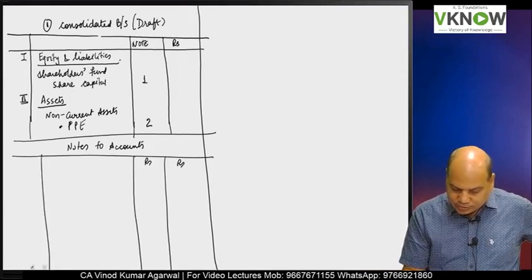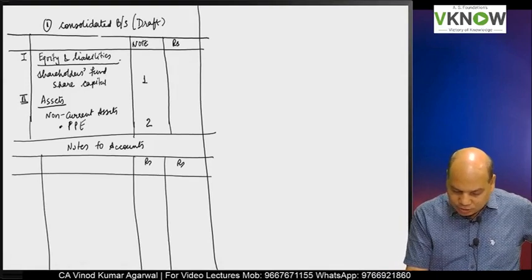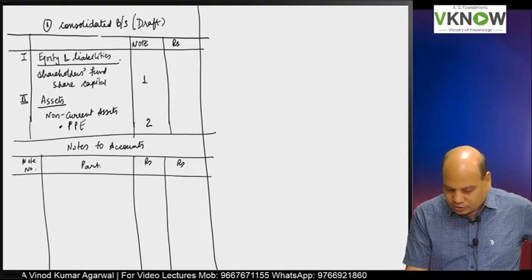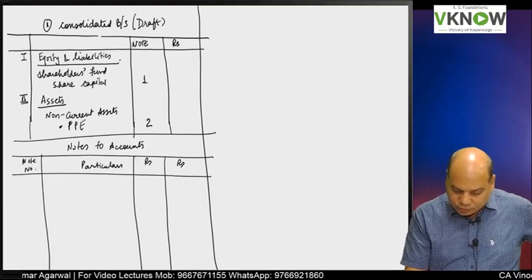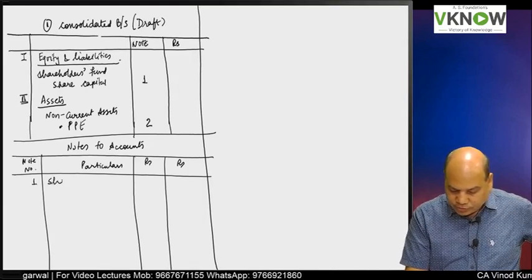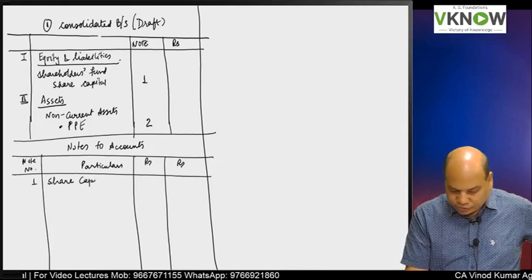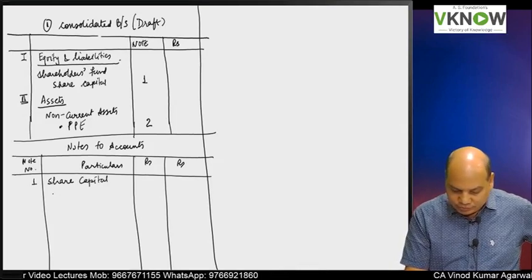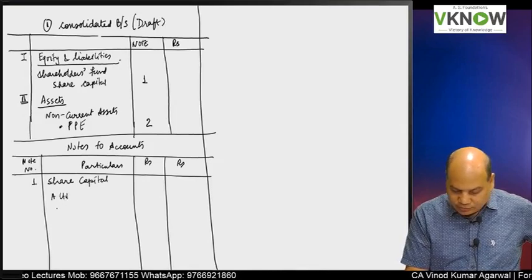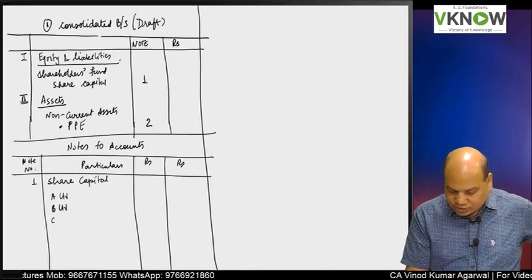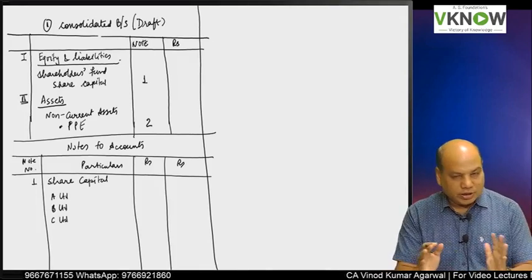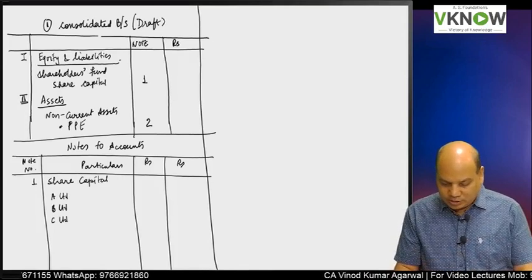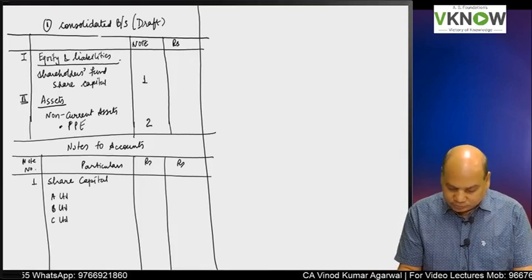And there are assets. So notes to account: first column note number, second column particulars, and then two columns. So I have to prepare two notes. First note is share capital. This I will write later. You just write the names of the three venturers right now. I will come back to share capital later, because right now we don't know the share capital or shareholders fund.